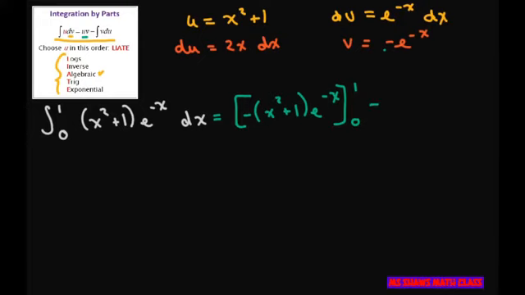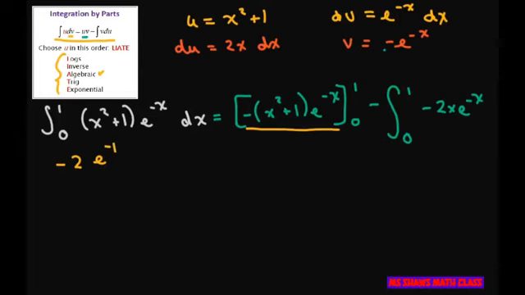And then we're going to have minus, let's finish this up, the integral over the interval from 0 to 1 of v du. So v, let's put the negative in front, then 2x e to the negative x. All right, now going in order from left to right, let's evaluate this over the interval from 0 to 1. If you plug in 1, you're going to get negative 2e to the negative 1. So the first part is negative 2e to the negative 1.